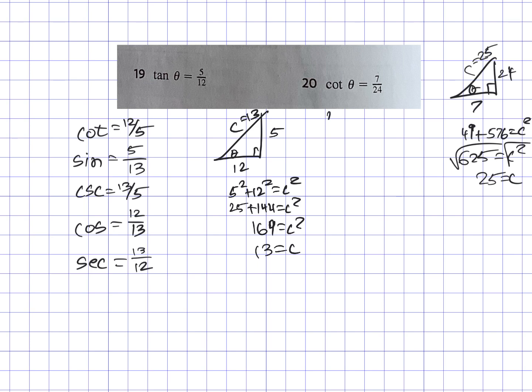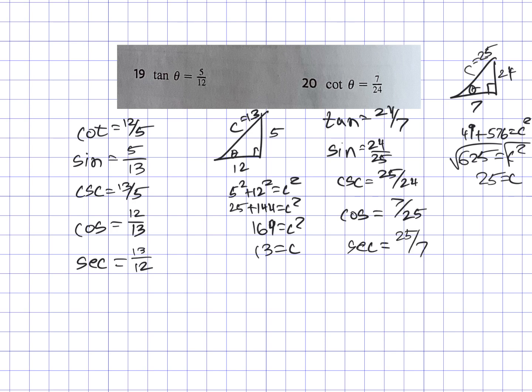Okay, let's finish it. Cotangent, so the tangent is 24/7. Sine is opposite over hypotenuse, so the cosecant is the reciprocal. Cosine is the adjacent over hypotenuse, and the secant is the reciprocal. All right, 21. Now we have the secant.